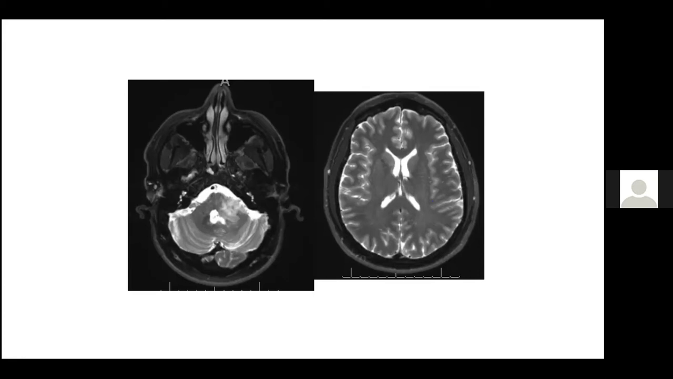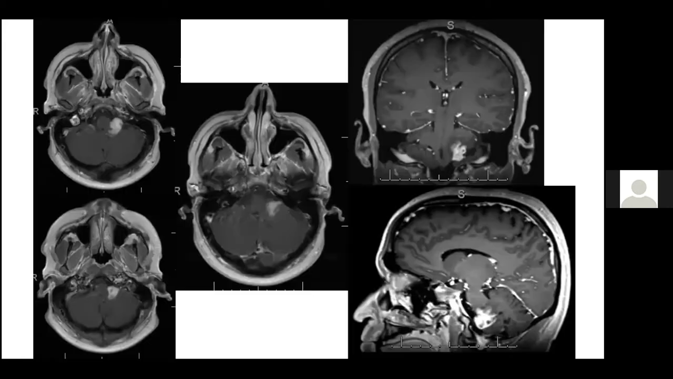Sorry, could you just go back a slide a little bit? Looks like there's a posterior fossa mass at the pontomedullary junction, inferiorly on the left, contrast enhancing. So I think that we need to at least biopsy this. That would be where I would start. I don't think we should resect it.